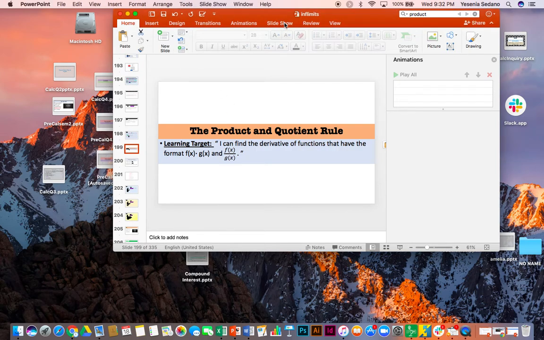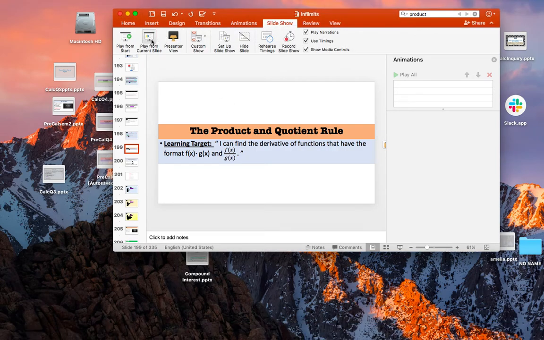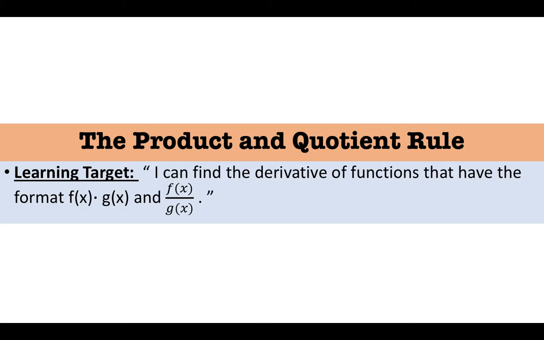Welcome back. So the last time we left off on the product and quotient rule, we left off talking about the product rule, but we didn't yet take a look at the quotient rule. So again, our learning target is: I can find the derivative of functions that have the format f of x times g of x and then f of x over g of x. So this was our last lesson.